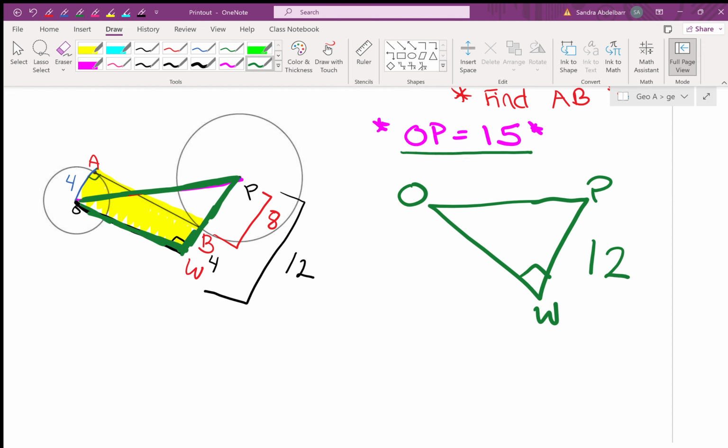How long is OP? 15. This is a triple times 3. 3, 4, 5, so it is 9. OW is 9. If OW is 9, which other segment is 9? AB. Isn't that what we wanted to find?